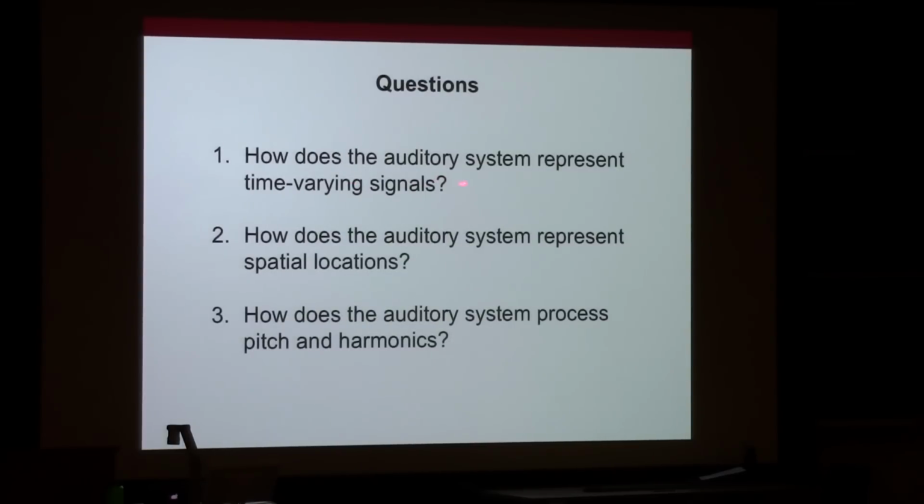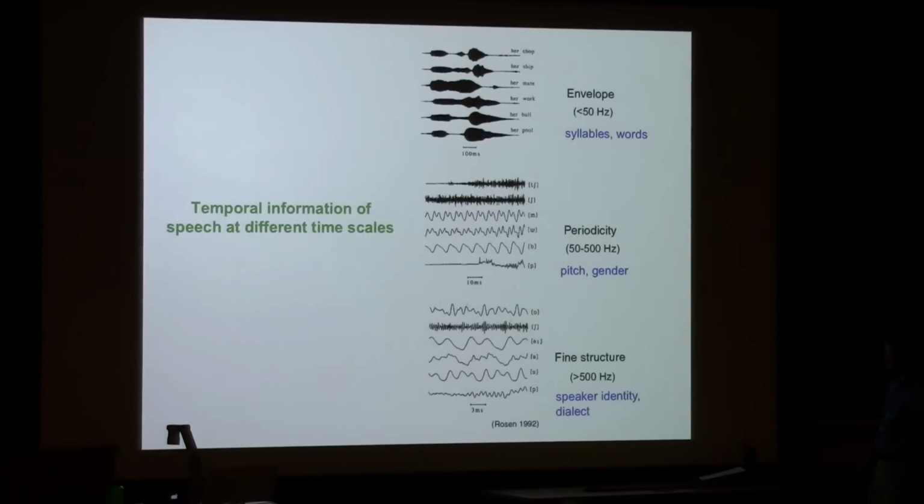One, how does the auditory system represent time varying signals? Two, how does it represent spatial locations? And three, how does it process pitch and harmonicity? We can cover the first one today. Here is a question that I have already brought up several times: sounds are moving. Any sound that we produce is like a river, with water moving all the time.